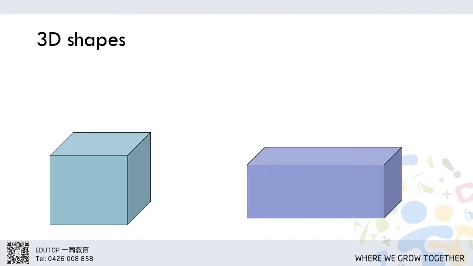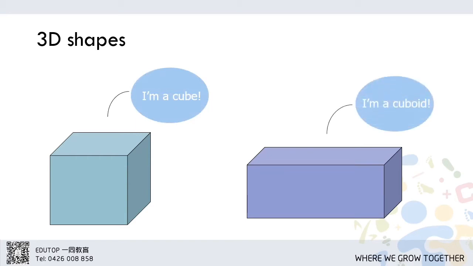Do you guys know what these shapes are called? The two shapes we see now are a cube and a cuboid. And you may have also heard another name for cuboid. It's also called a rectangular prism.